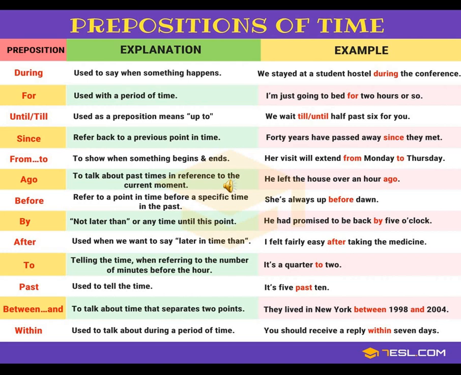Between and are used together. We use it to talk about time that separates 2 points. So students, don't get confused between from, to and between, and. They lived in New York between 1998 and 2004. So every time you're talking about the word between, you would know that and would also follow. The last preposition of time here is within, which is used to talk about a period of time. You should receive a reply within 7 days. So something that would happen within a span of time, in those cases we use the word within.